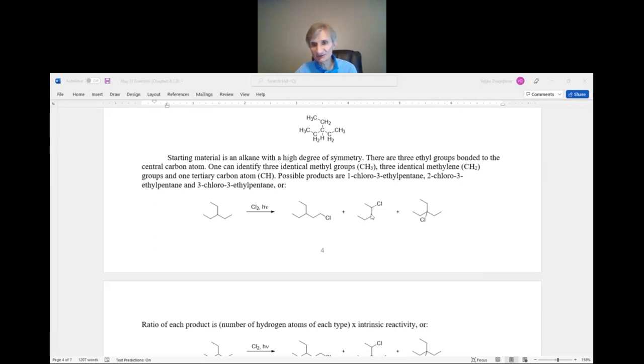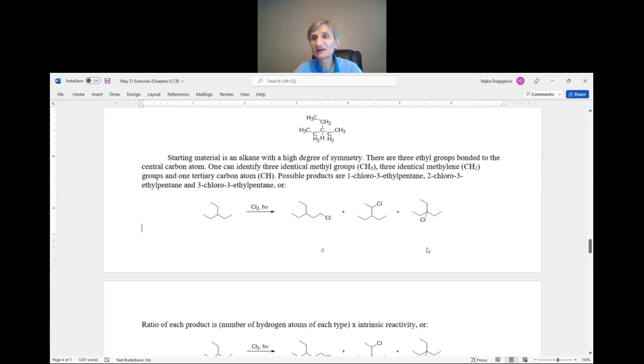Replacement of any of the secondary, this got cut off. Let's fix that. Replacement of secondary gives the second product. Now what's going on here? Something is invisible here. Okay, so that's been fixed. Any of those secondary hydrogens gives the same product, and replacement of tertiary gives a third product.